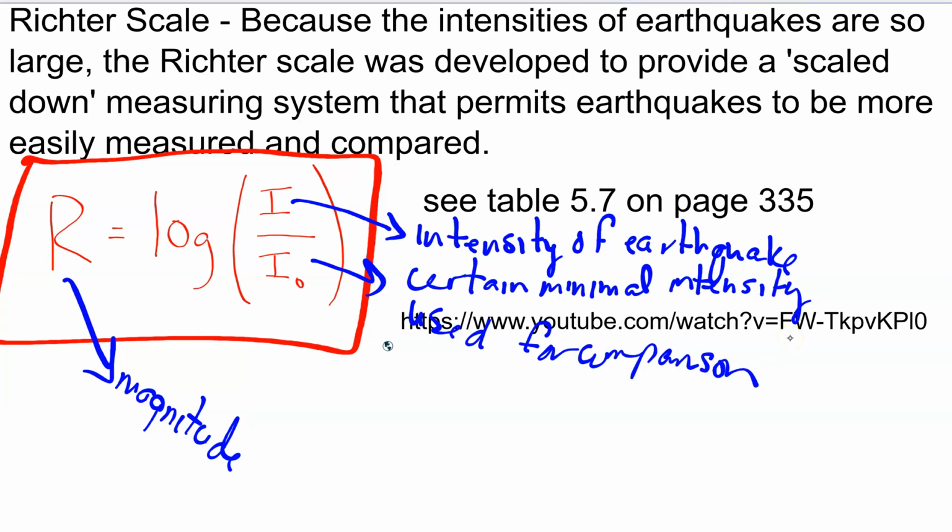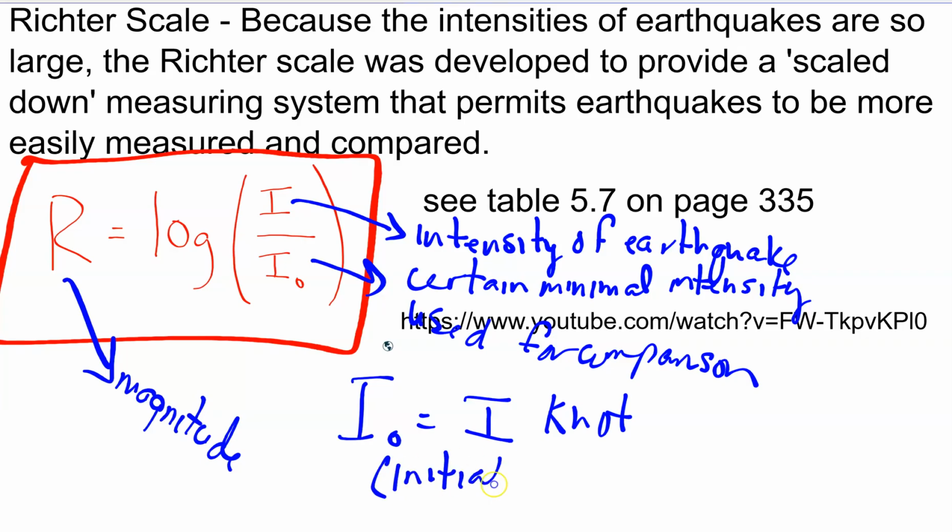So in other words, if nothing's happening and there's no earthquakes, there is a minimal movement in our Earth, rotating, that's happening that you can't feel. If you just stood there right now to try to feel the Earth moving, it wouldn't feel like it's moving. But it is moving, but it's so slow you don't feel it. So that's why we're dividing it by the I naught, which is another way to say the initial intensity of the Earth moving.